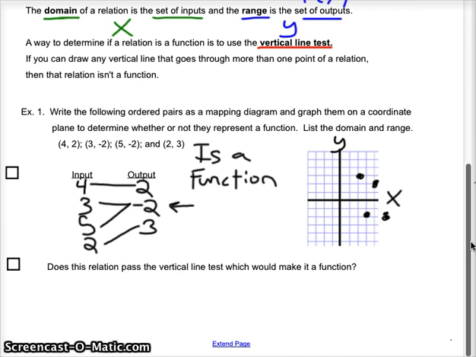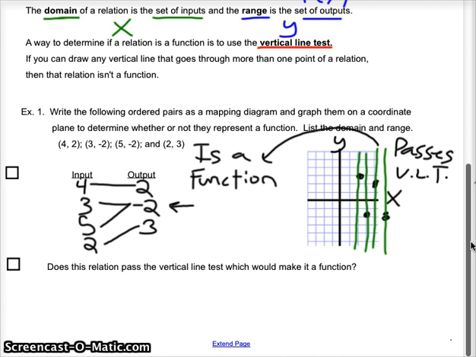Now, another way to see this is the vertical line test. If I were to draw vertical lines here, no matter where I draw my vertical line, it's only hitting a single point. It's only hitting my function once, or I should say my relation once, for every vertical line. So because it passes the vertical line test, that's another indicator that it is in fact a function.